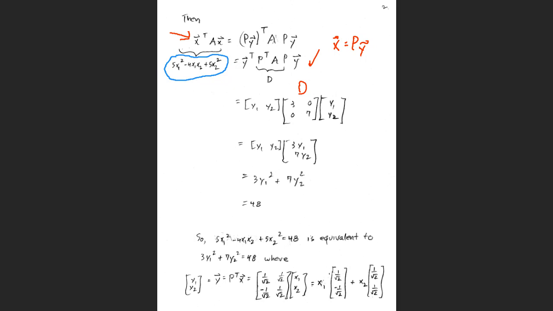And so what we end up getting is this oblique ellipse with respect to the x1, x2 axes, which is equivalent to the ellipse 3y1 squared plus 7y2 squared equals 48, which is a non-oblique ellipse relative to the y1 and y2 axes.